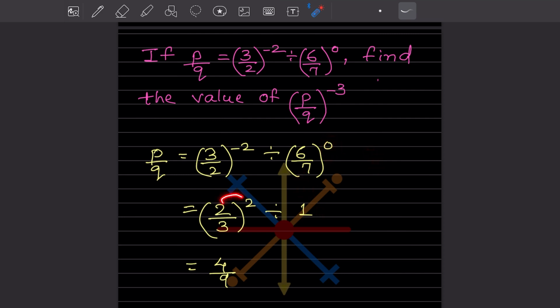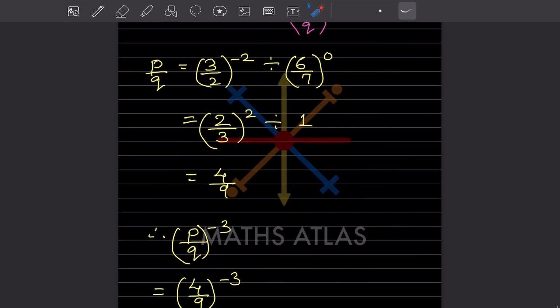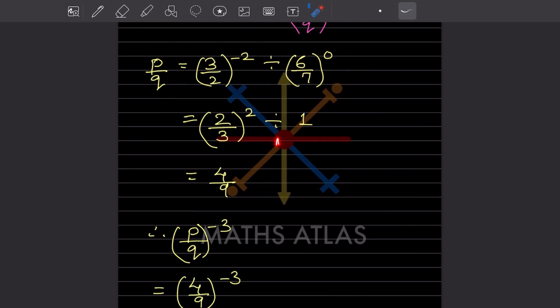So now what will you do? This into this, because a by b raised to m, that will be a raised to m divided by b raised to m. So that will be 4 by 9. And divided by 1. So divided by 1 doesn't change anything. Even if you multiply by 1 by 1, divide will become 1 by 1. This will be the reciprocal. So the value is going to be the same. Or even if you write 4 by 9 divided by 1, the answer is going to be the same.